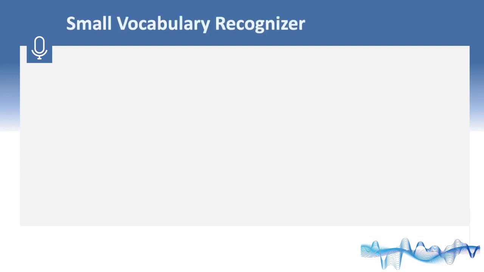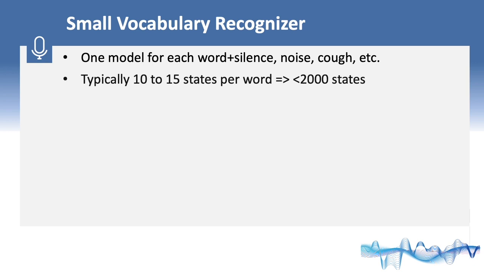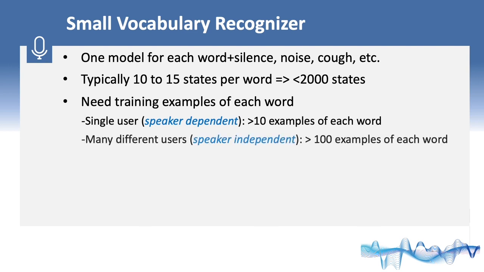A small vocabulary recognizer uses one model for each word, plus silence, noise, cough, and so on. Typically, the recognizer has 10 to 15 states per word, totaling smaller than 2,000 states. It needs training examples of each word. Speaker-dependent task means a single user has more than 10 examples of each word. Speaker-independent task means many different users and more than 100 examples of each word.